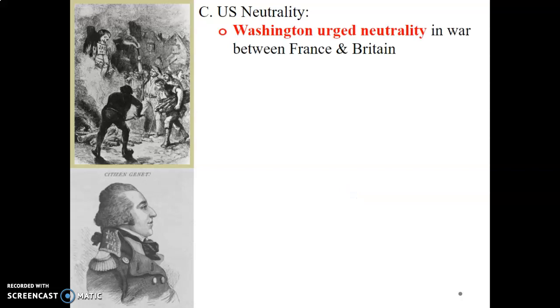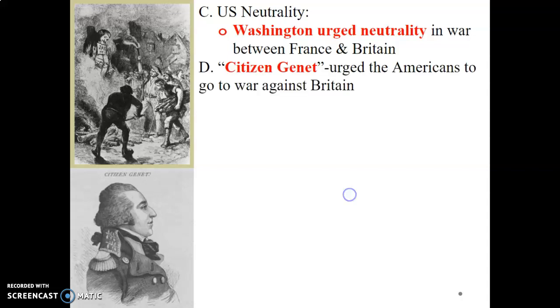We have U.S. neutrality. Washington urged neutrality in the war between France and Britain. So if you guys remember, this was the time when France was in its revolution, having all these battles and Napoleonic wars. So how do we deal with these countries that are fighting? Do we get involved or do we not get involved?